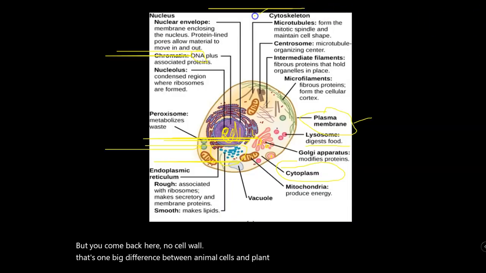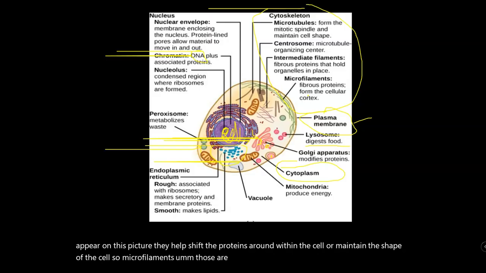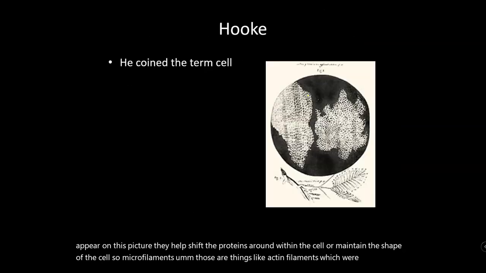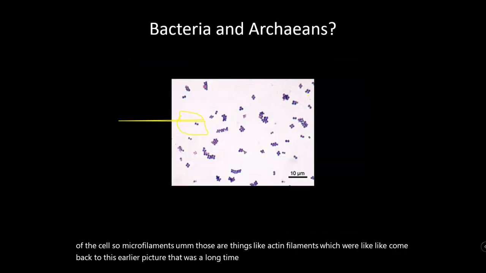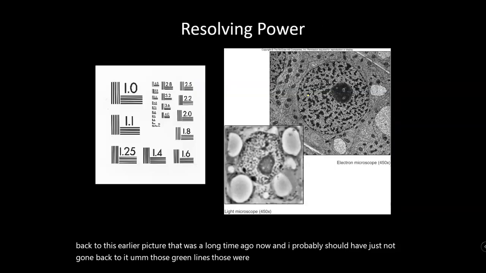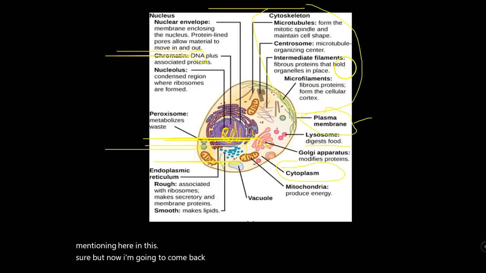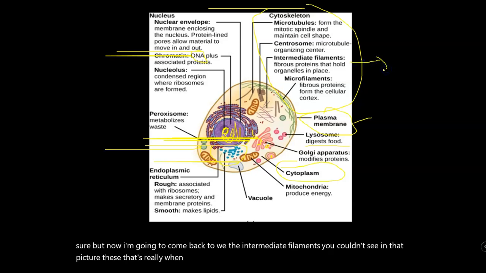All the other things that are labeled up here on this picture, they help ship the proteins around within the cell or maintain the shape of the cell. So microfilaments, those are things like actin filaments, which were, if I come back to this earlier picture, those green lines. Those were the microfilaments that it's mentioning here in this picture. The intermediate filaments you couldn't see in that picture. That's really when you think about the cytoskeleton being like your skeleton, that's the intermediate filaments.